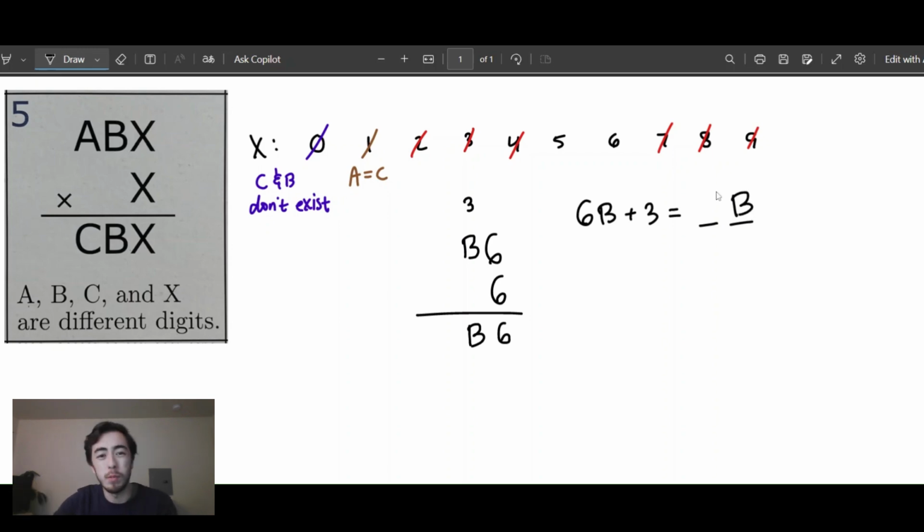I mean, there might be a better way to do this, but I guess I just have to run through all the numbers here. I don't really see a way for me to quickly cross off 6 like I did for 0 and 1. So I guess we could just try it out. If b is 1, then I get a 9. Well, that doesn't line up. If b is 2, I get 12 plus 3 is 15. So the 2 and the 5 don't line up.